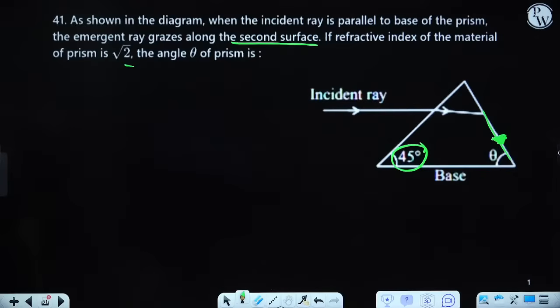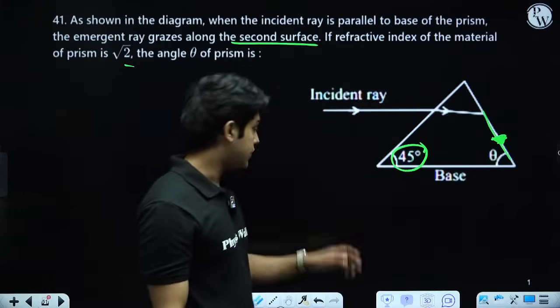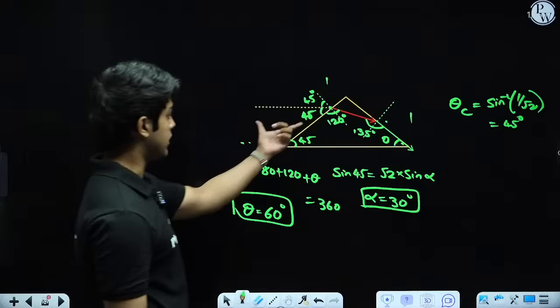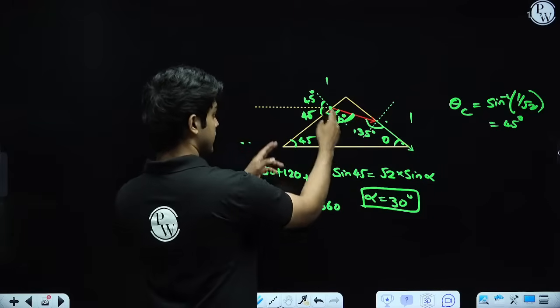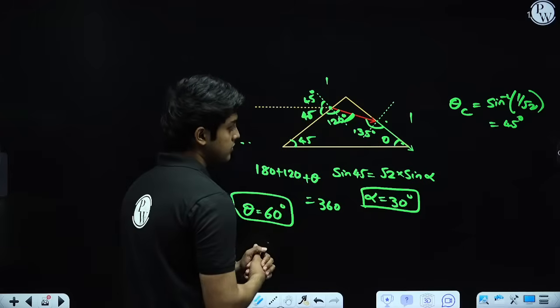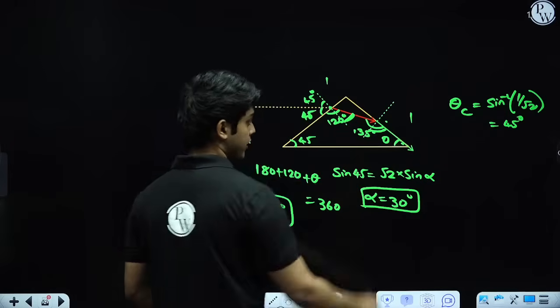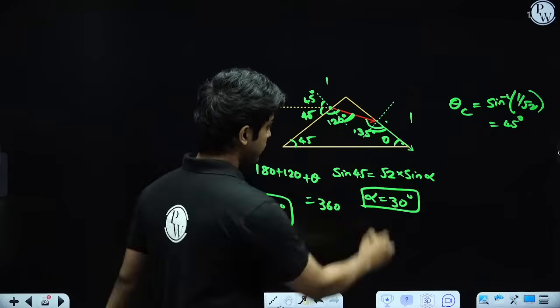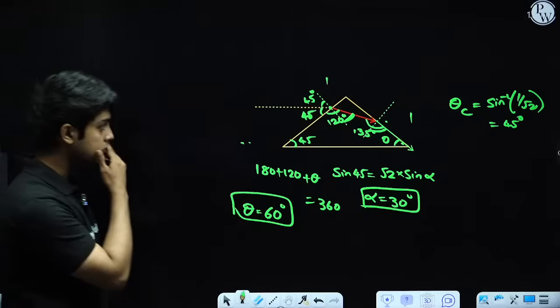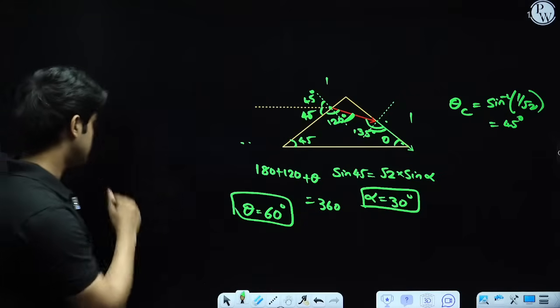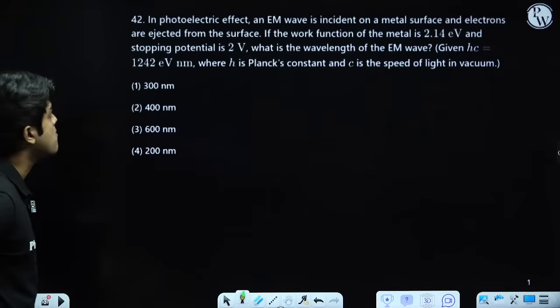Can't we find the angle of prism first, then use? No, actually, you have to use this information, right? You will only find out this angle is 30 using the refraction idea, and you'll only find this angle is 45 using the refraction at the second surface. So you have to find the angles applying Snell's law. Only then you can find theta, right? So that is it for the prism problem.